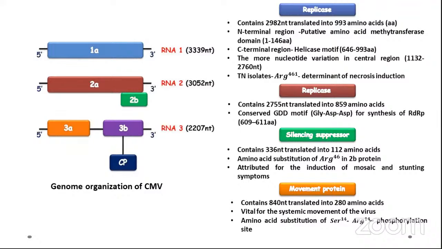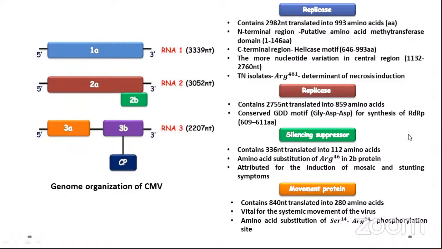Based on the sequence analysis, more nucleotide variation was observed in the replicase protein in the central region, from nucleotide 1132 to 2760. Also, a specific amino acid substitution was observed at the 461st position of the replicase protein in the TN isolates, which is a determinant of necrosis induction. So we correlated that this amino acid substitution may be associated with necrosis induction in the host strain study in Nicotiana plants.